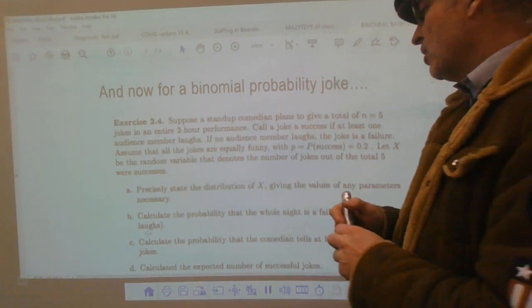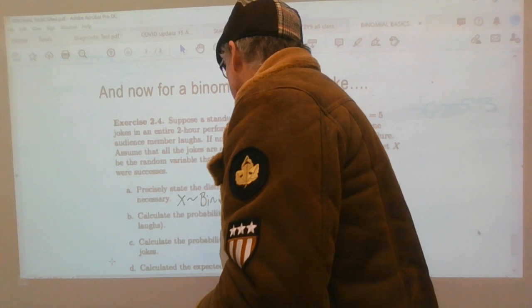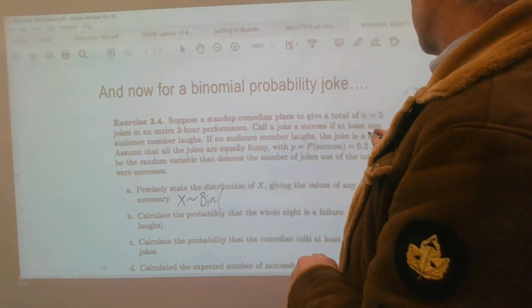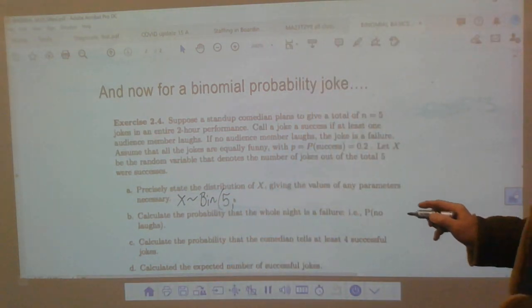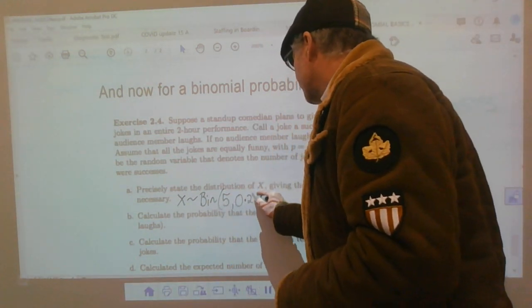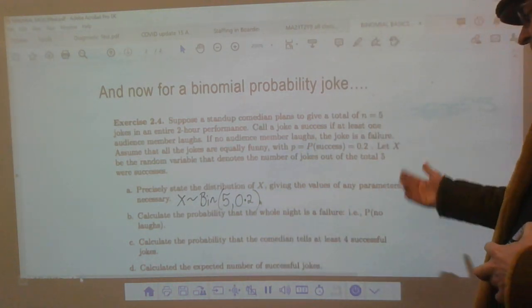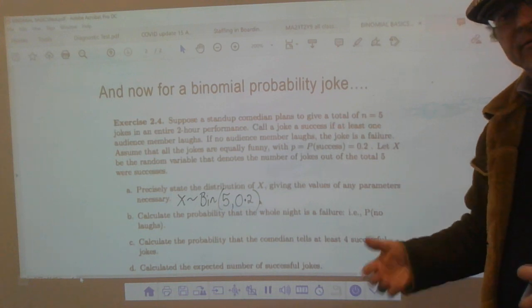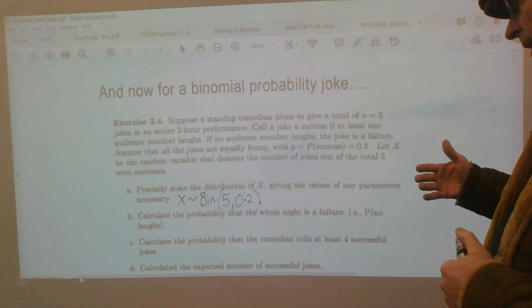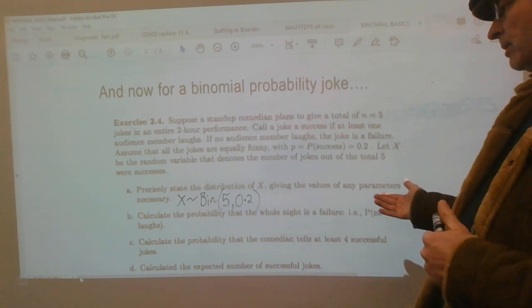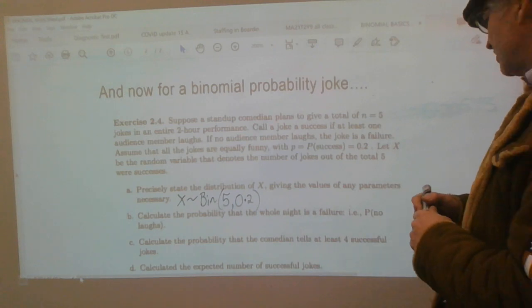Precisely state the distribution of X, giving the values of any parameters necessary. So they're just saying, write down the fact that X is a binomial. How many jokes does he give? He plans to give 5 jokes, and the chance of success is 0.2. So that's our binomial. Calculate the probability that the whole night is a failure. So the probability of no laughs, that's the probability that X is 0.